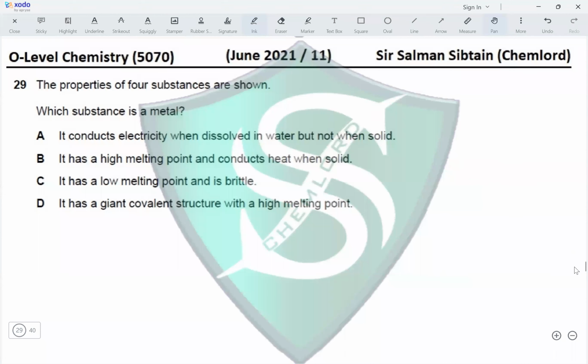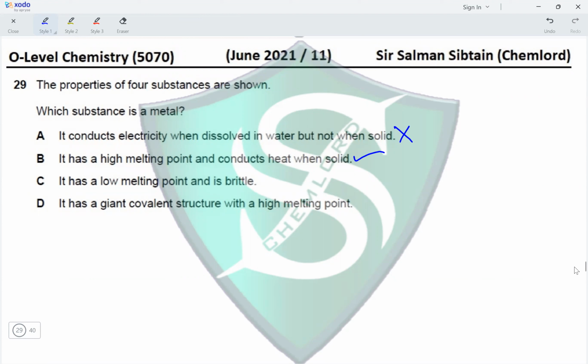Question 29. The properties of four substances are shown. Which substance is a metal? A. It conducts electricity when dissolved in water, but not when solid. This is the property of an ionic compound, not a metal. B. It has a high melting point and conducts heat when solid. Yes, metals have high melting point and they conduct heat when solid. So this is correct.